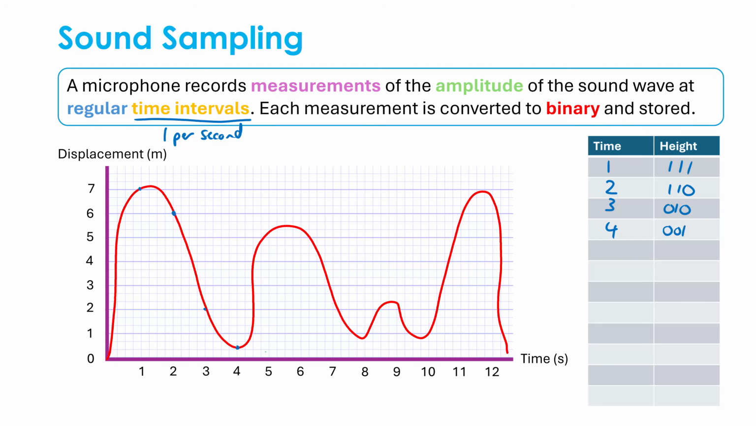I've got a similar situation at 5 seconds, where it is kind of between 5 and 6. It's closer to 5. So let's go with that. 1, 0, 1. And let me finish this for all of these 12 seconds of sound we've got here. So there we go. I've completed this sampling process. I've taken these regular measurements of the height.